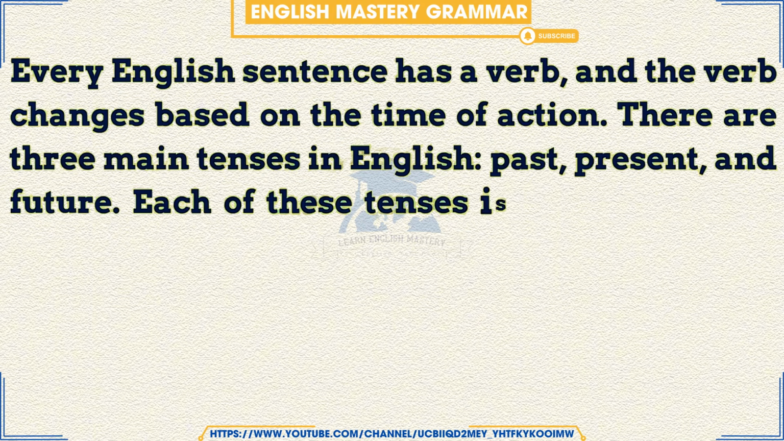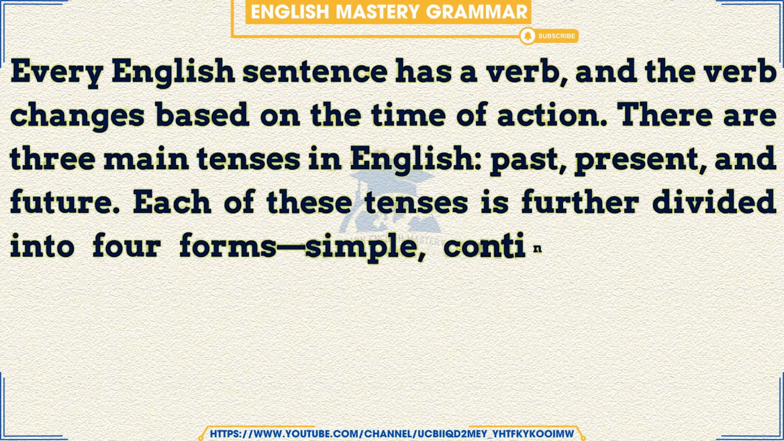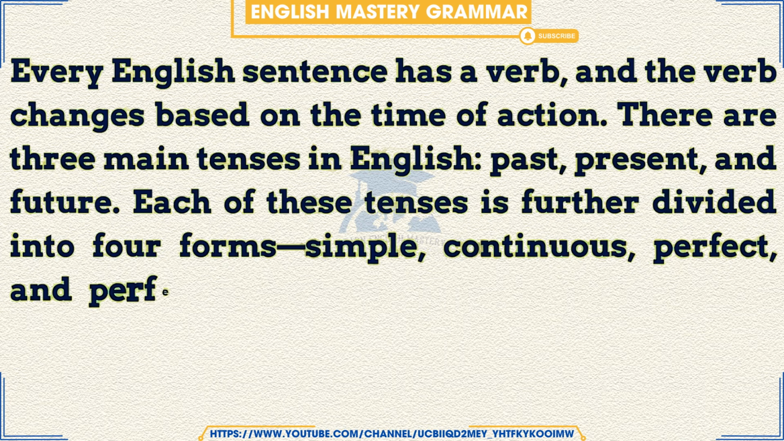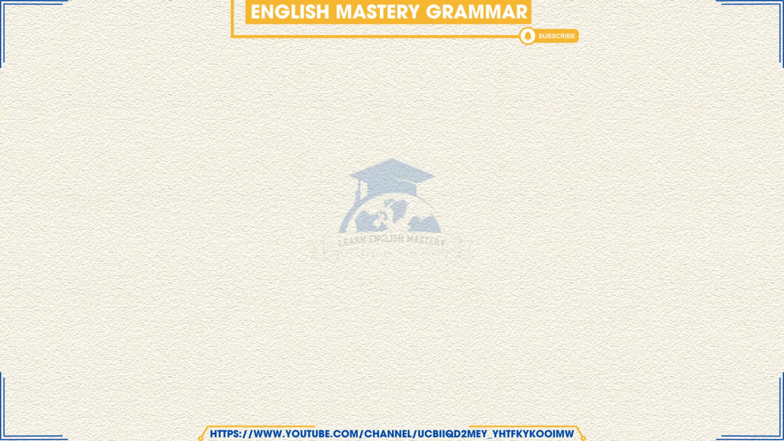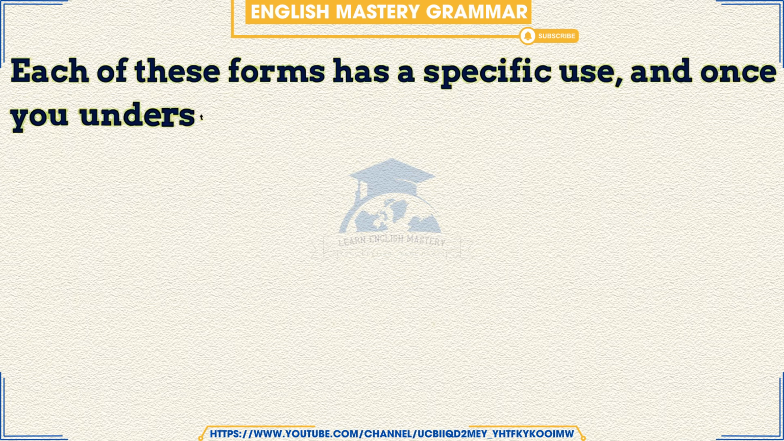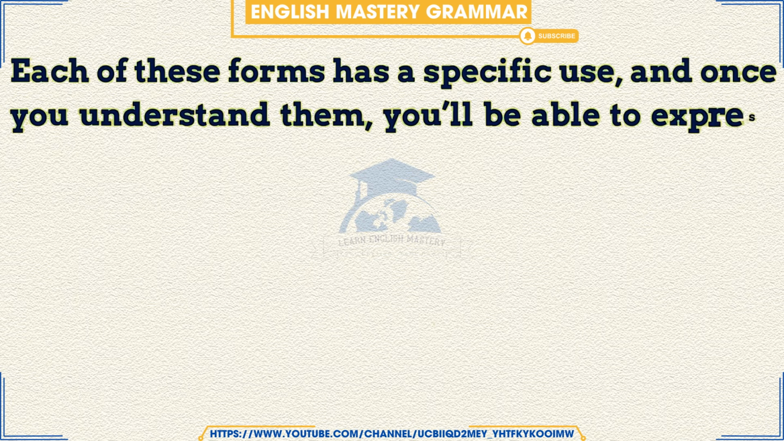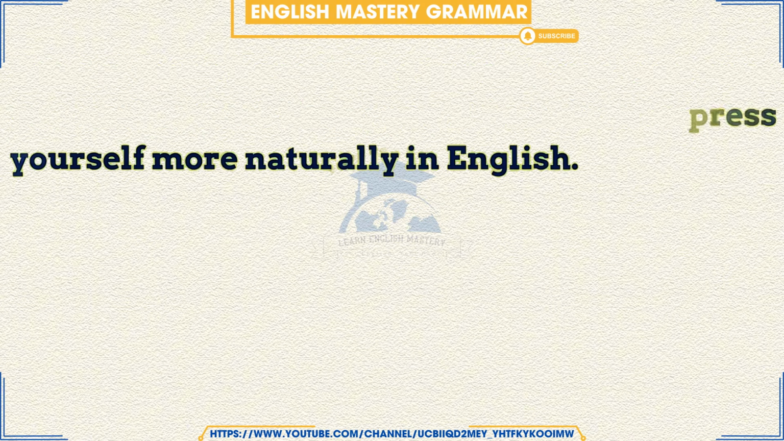Each of these tenses is further divided into four forms: simple, continuous, perfect, and perfect continuous, making a total of 12 tenses. Each of these forms has a specific use, and once you understand them, you'll be able to express yourself more naturally in English.